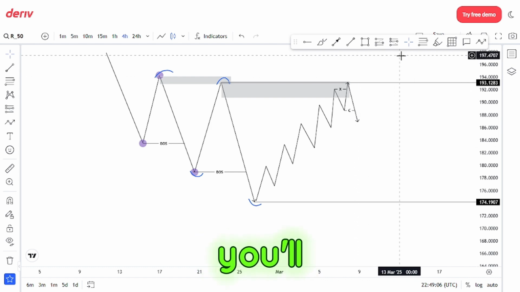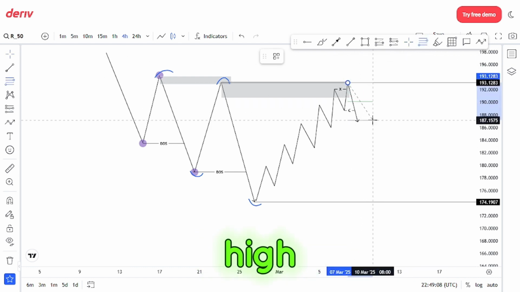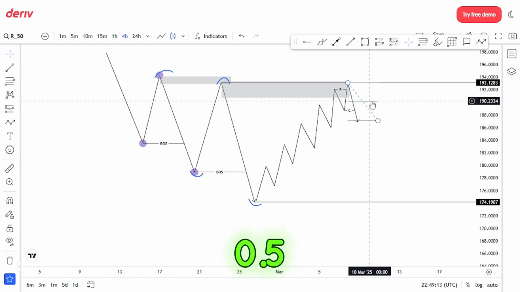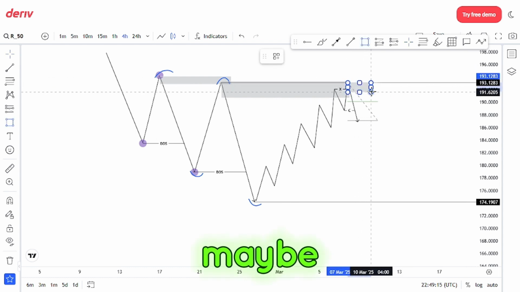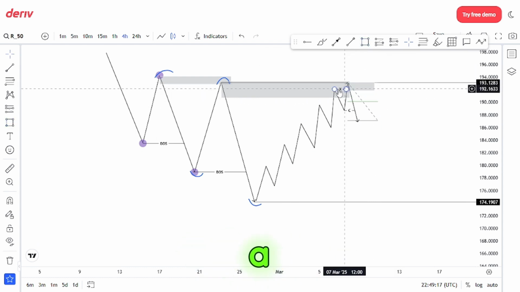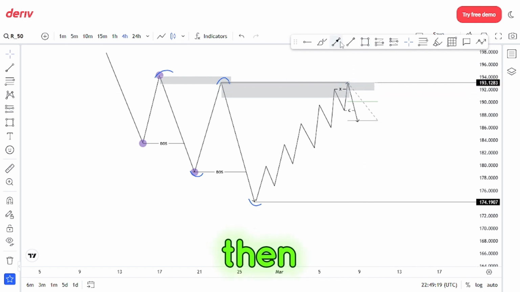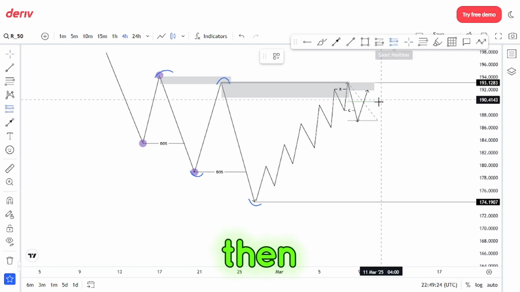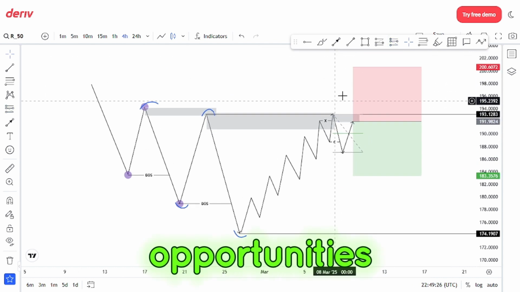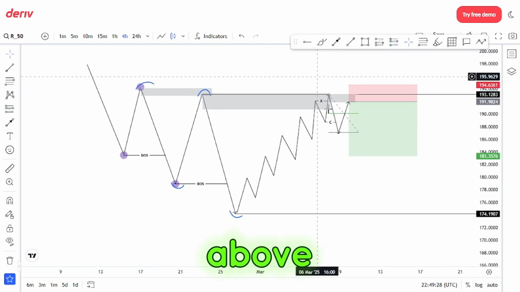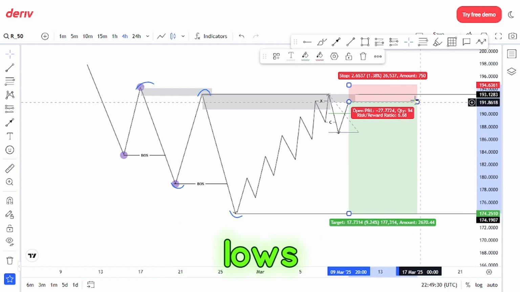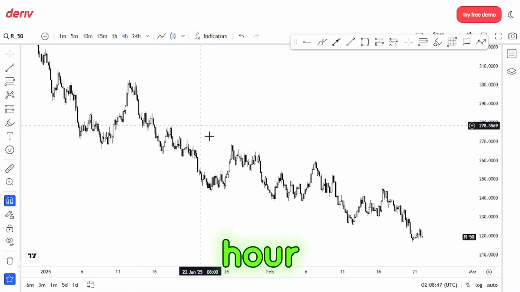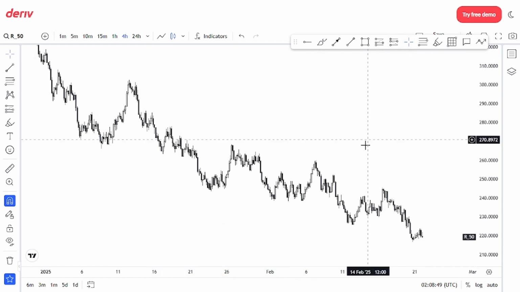Then after having that, you'll be using your Fibonacci tool from the high to the low again, looking for an area of value after this 0.5 area here. So let's say maybe we get the extreme, or you get some type of a fair value gap at that point. Then you'll be waiting for the market to pull back, tap into that area. Then that is when you'll be looking for selling opportunities, just like that. Stops just above, then you're targeting the lows. Simple as that, guys.